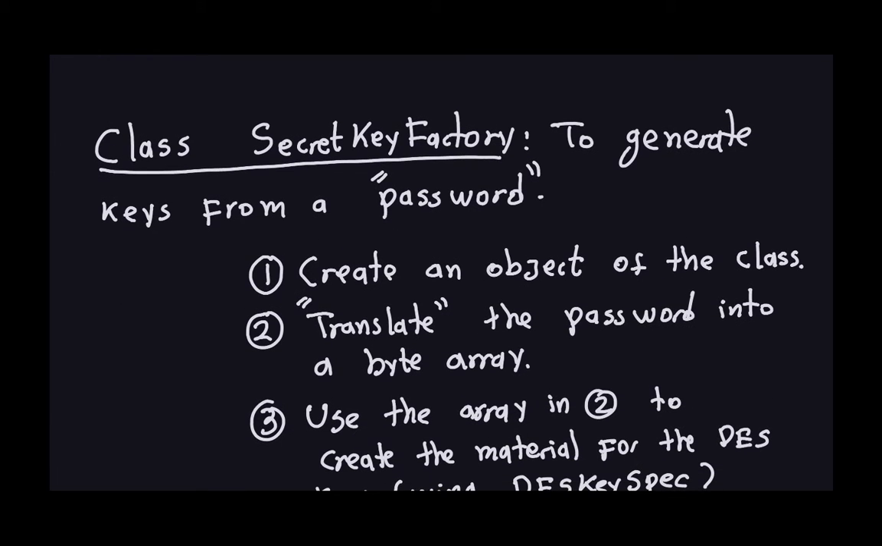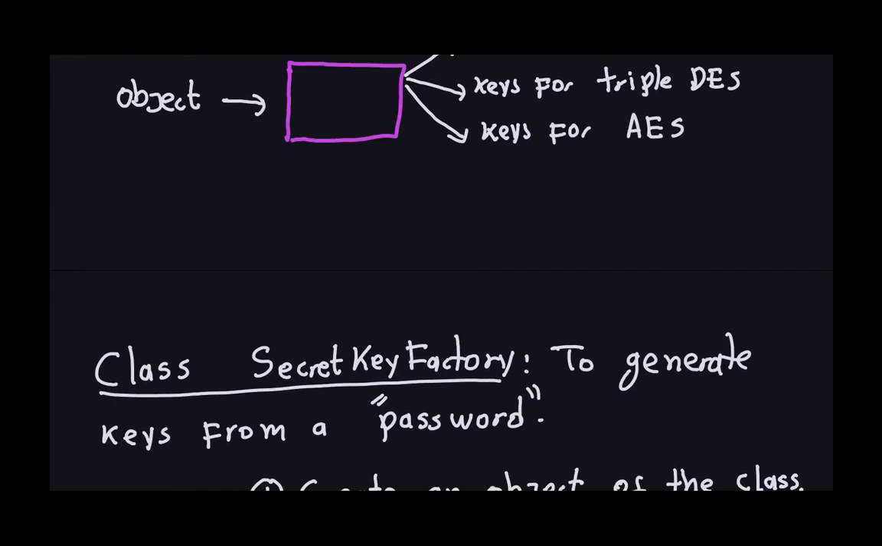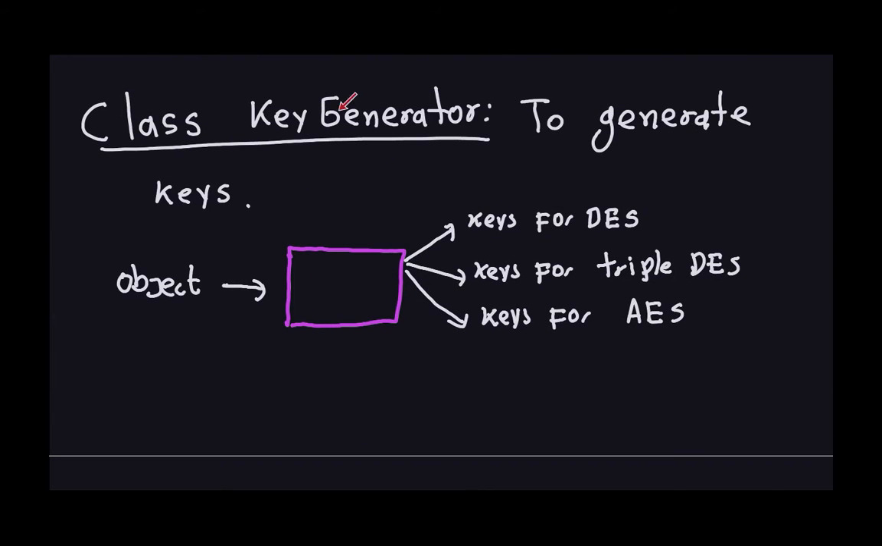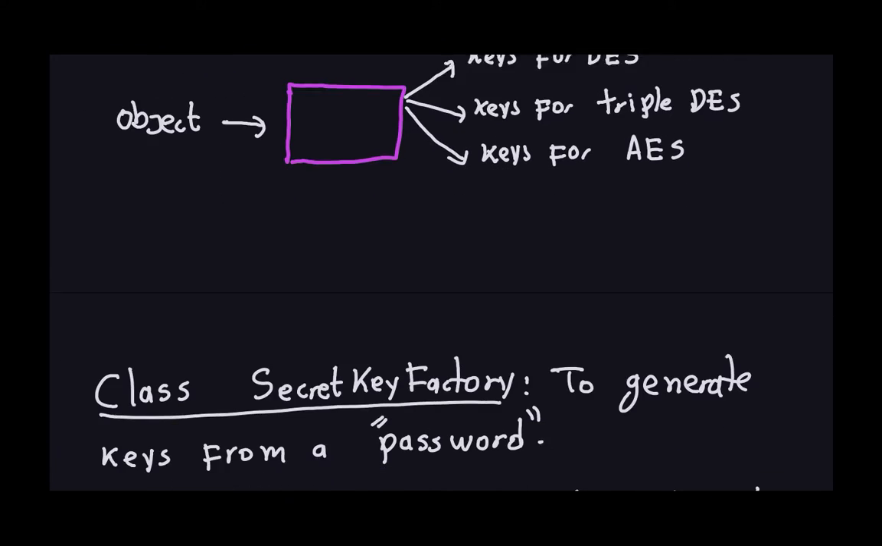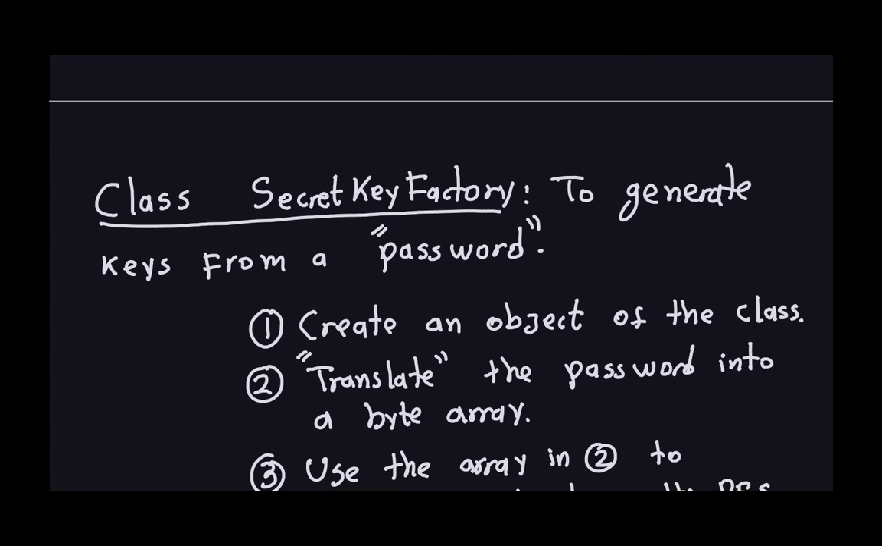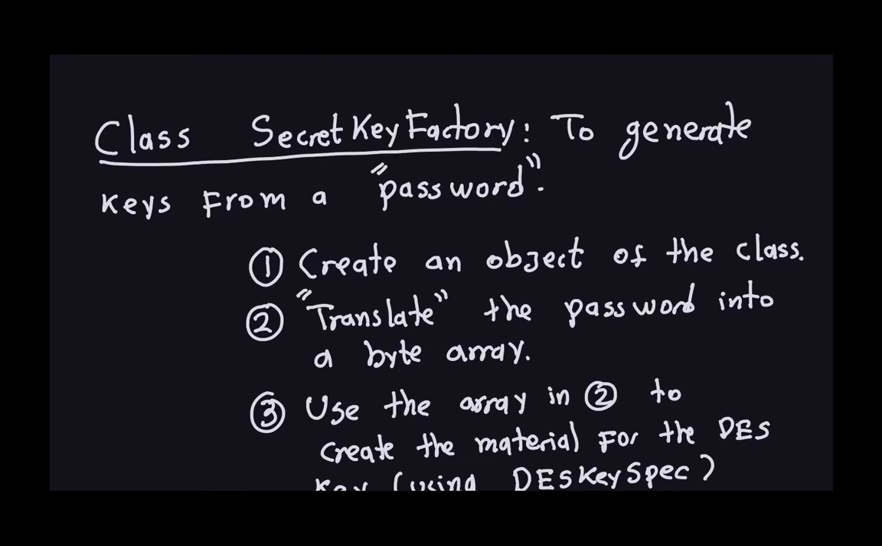The first thing you have to do is create an object of this class, the SecretKeyFactory. That's the same thing we did with the previous one. We take an object of the class, and with that object we generate the key. Exactly the same thing is going to happen here, but now with this class. So the first thing we have to do is create an object of the SecretKeyFactory class. How do you create that object? Exactly the same way you created an object for the other class.